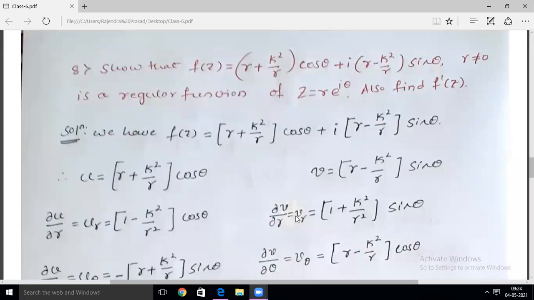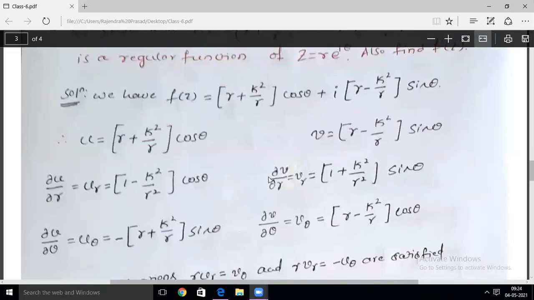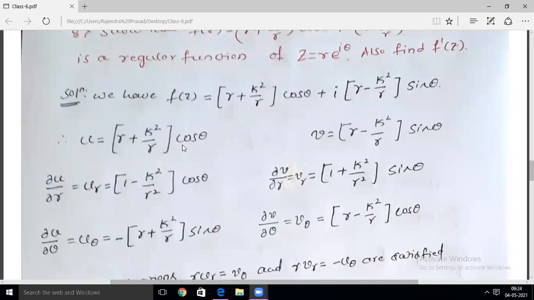So we take the u function here, and v. As we have to find its first order partial derivatives, it's very clear: the u function with respect to r partially, theta treated as a constant. So cos theta is kept as it is. The derivative of r is 1, k square is constant, the derivative of 1 by r is minus 1 by r square. So we get 1 minus k square by r square into cos theta.